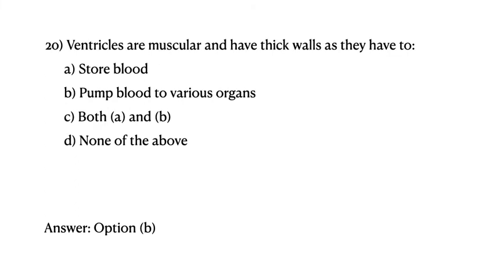Question number 20. Ventricles are muscular and have thick walls as they have to option A, store blood, option B, pump blood to various organs, option C, both A and B, option D, none of the above. Now children, already we have discussed about it. Now tell me what is the answer here? Yes, answer is option B. Ventricles have muscular and thick wall as they have to pump blood to various organs of the body.